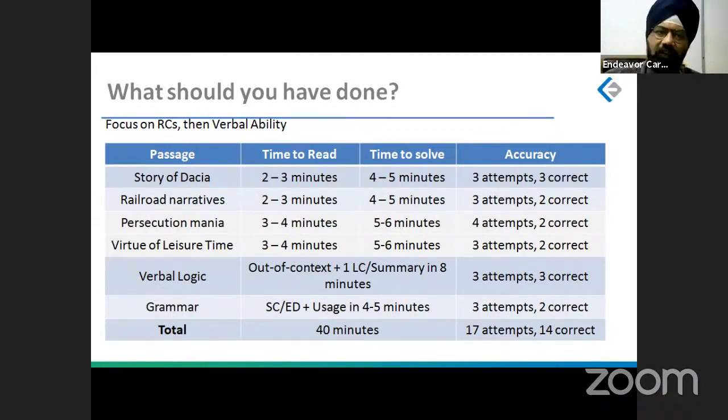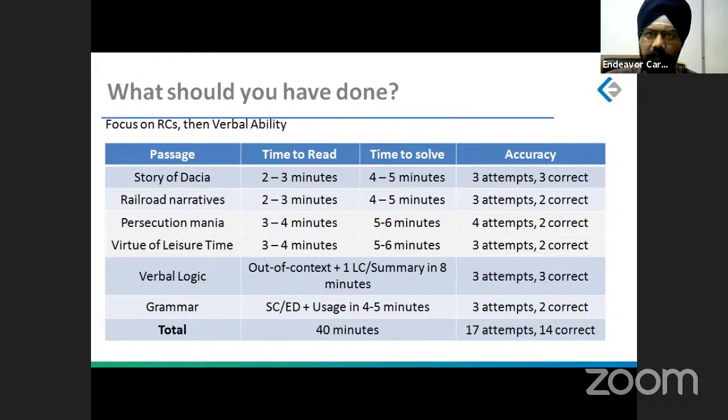And as you can see, by the time I moved to second and third, I would have already reduced my expectations. I'm looking at 3 or 4 attempts and 2 correct only. It would have been great if someone had attempted only 3 questions in persecution mania. But if not, fine. I mean, if you could attempt 4 also. So that is what my thing is.